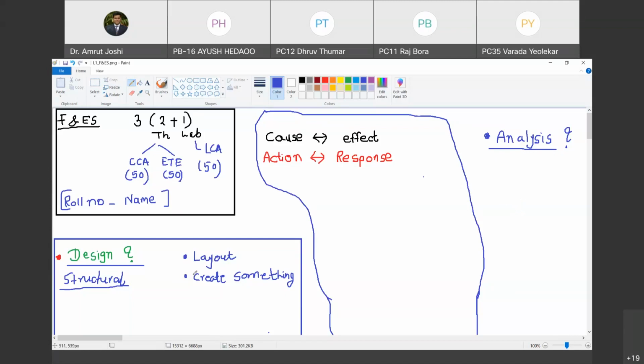Yes, Varda, go ahead. Sir, these are the bones and muscles of a building. No, that is linguistic. Can you be more specific? What do we mean by structural design? What do you do in structural design? You have undertaken two courses in design. One is design of RCC structures and one is design of steel structures, if I'm correct. So what did you do in that?